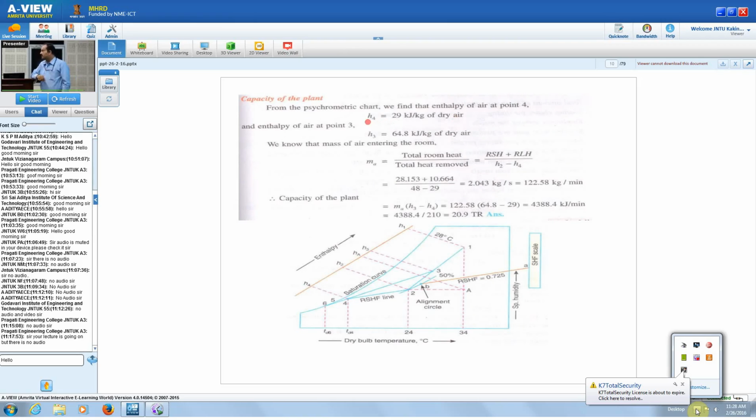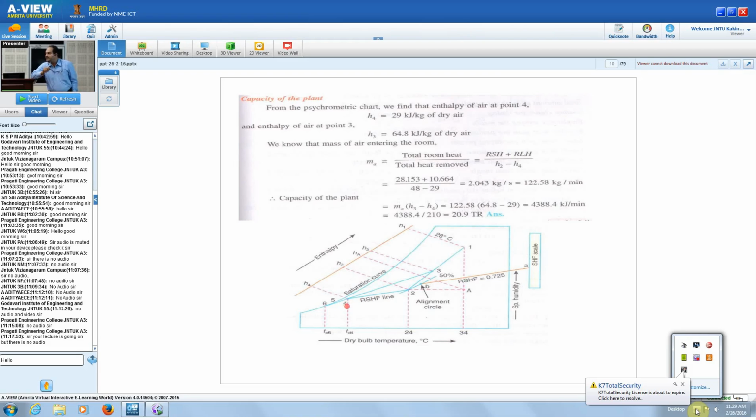Then for the capacity of the plant, from the psychrometric chart, we find the enthalpy of air at point 4. Where is point 4? How to locate point 4 first? We know the TD4 value, right? You draw a vertical line, and already we know the 2-5 line.